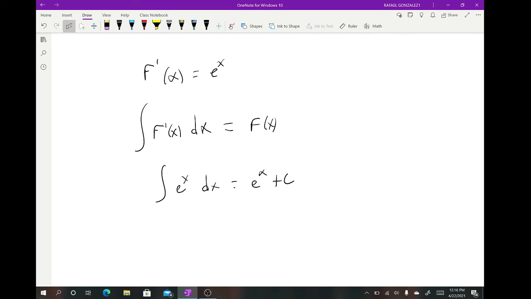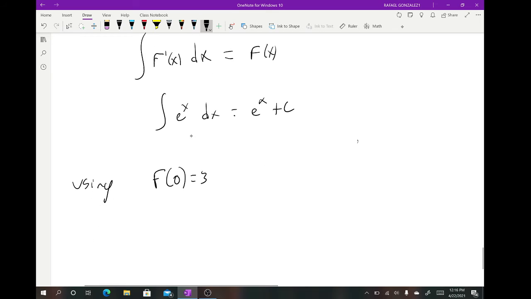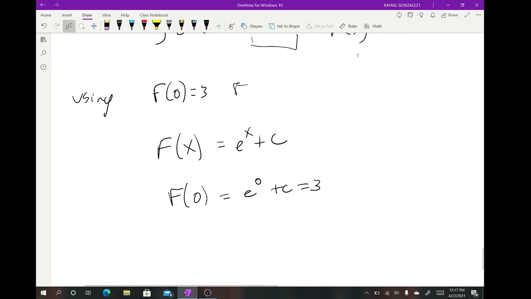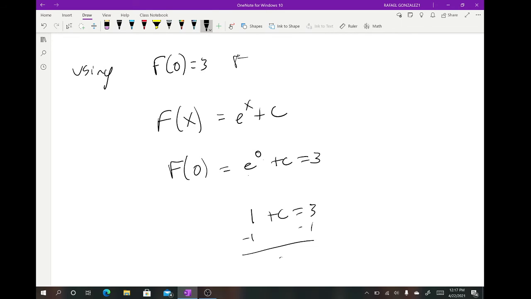Now, if we use the initial condition that f of 0 is equal to 3, that means that when I plug 0 in for x, I have to get 3 in my f of x. This is capital F of x. So let me first write it. F of x is equal to e to the x plus c. When we evaluate it at 0, we have e to the 0 plus c has to be equal to 3, because that's what's given. So we have that 1 plus c is equal to 3, because remember, e to the 0 is 1. And then when you subtract 1 on both sides, we get that c is equal to 2.